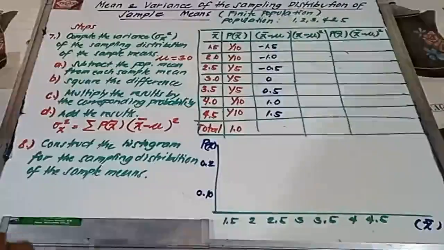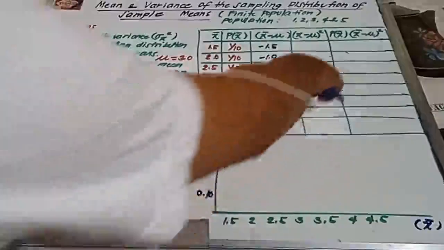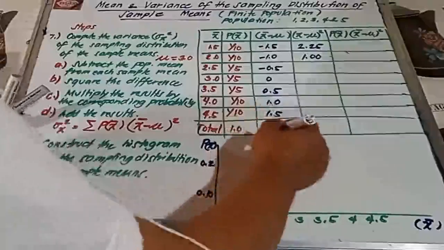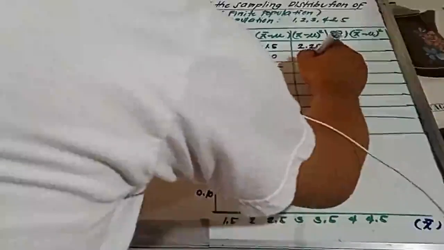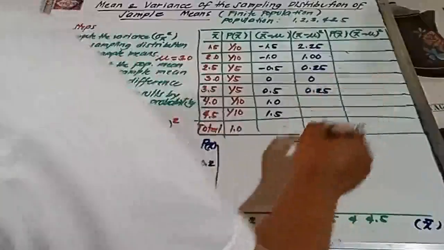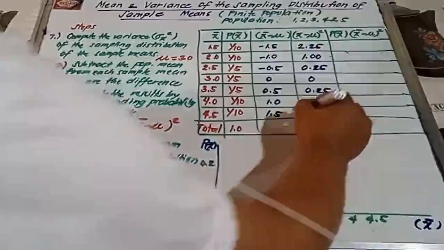Then, ang kasunod daw is we're going to square the difference. Okay? Para naman yun sa fourth column natin. Square of 1.5 is 2.25. Square of 1.0 is 1.00. Square of negative 0.5 is positive 0.25. Square of 0 is 0. Square of 0.5 is 0.25. Square of 1.0 is 1.00. Square of 1.5 is 2.25.